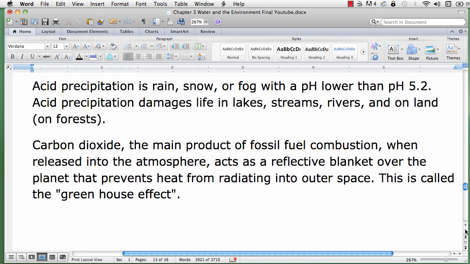Now, carbon dioxide creates a reflective blanket over the planet that prevents heat from radiating into outer space. This is a different concept called the greenhouse effect. It's quite different from acid rain.